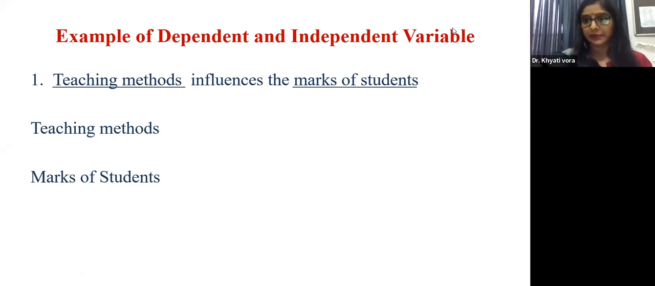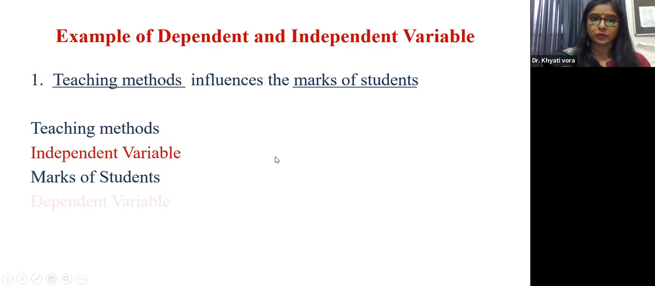Okay, this is what I'm getting as answers. Teaching method is independent, and marks of students depend on the teaching method. So yes, most of you have given the right answer that teaching method is the independent variable. Marks of the students are the dependent variable.